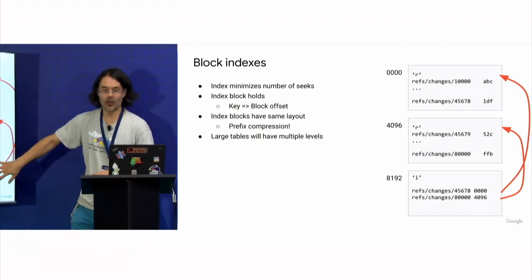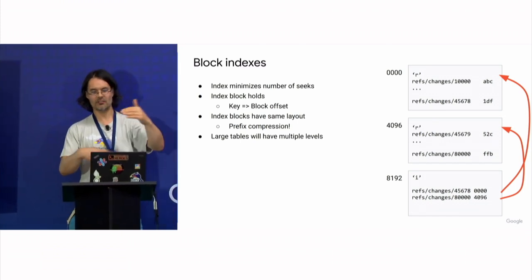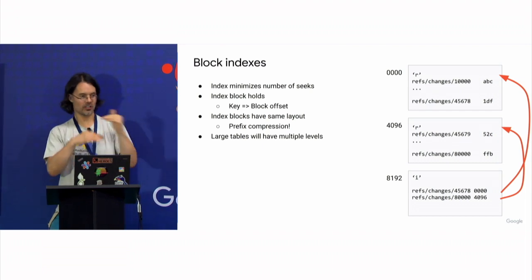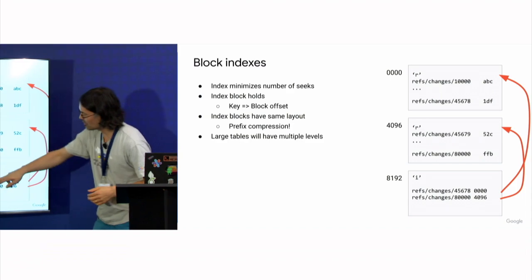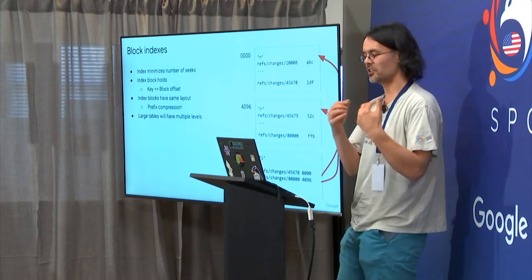And so here you see one index block. But if you have a very large table, you will also have quite a lot of index blocks. So you can also make index blocks of index blocks. And again, see that here the keys have repetitive data, so you can do prefix compression again.